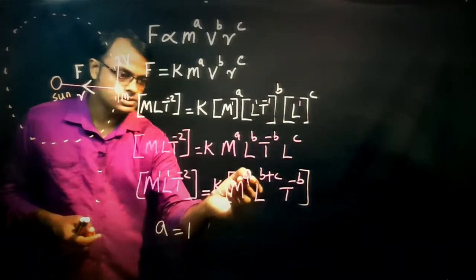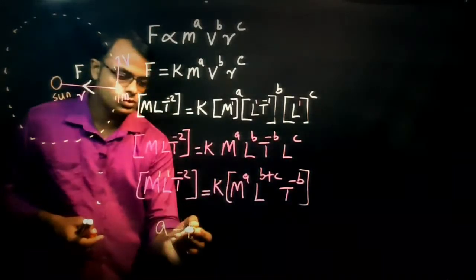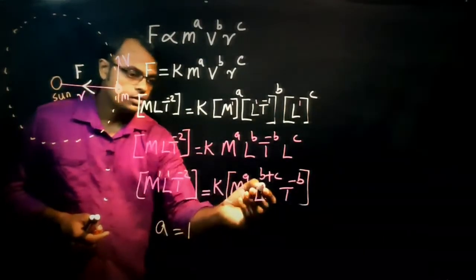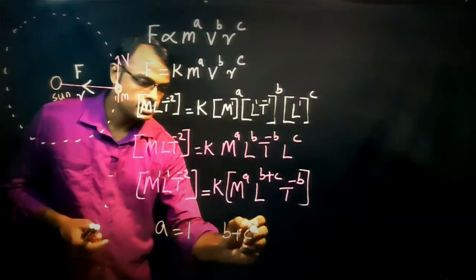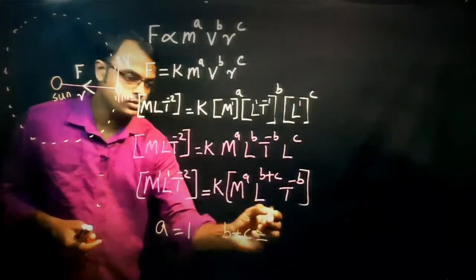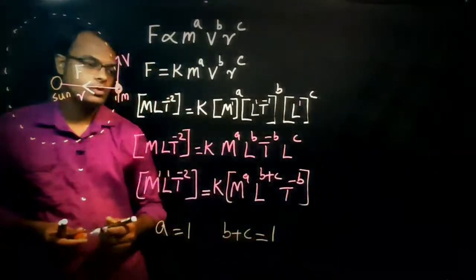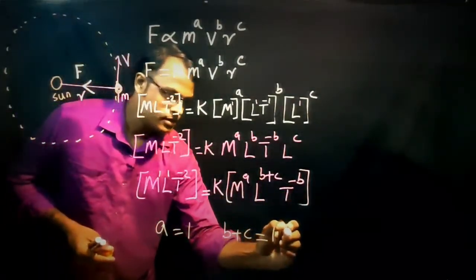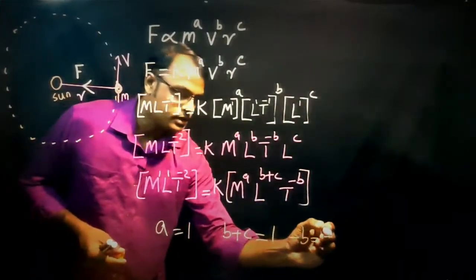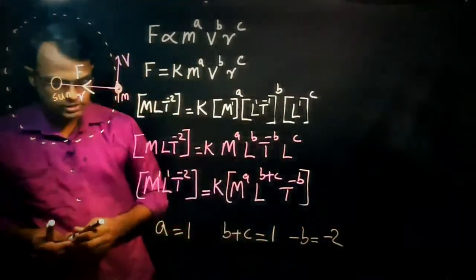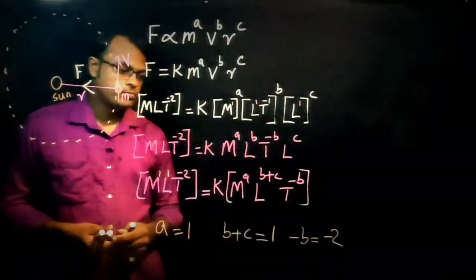The power of mass is a, here mass is 1. So a is equal to 1. Here for length, b plus c is equal to 1. And here you can see minus b is equal to minus 2.